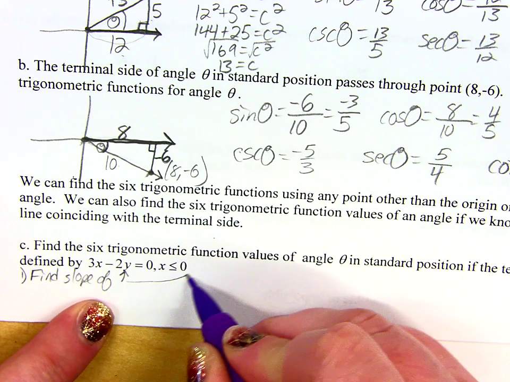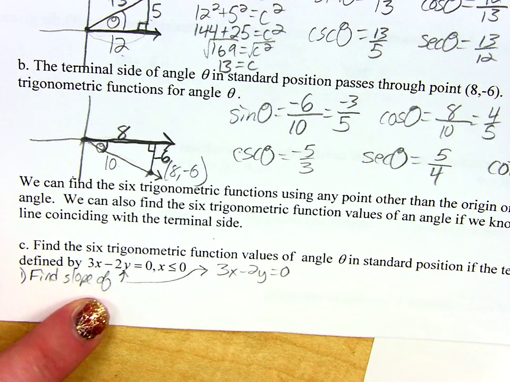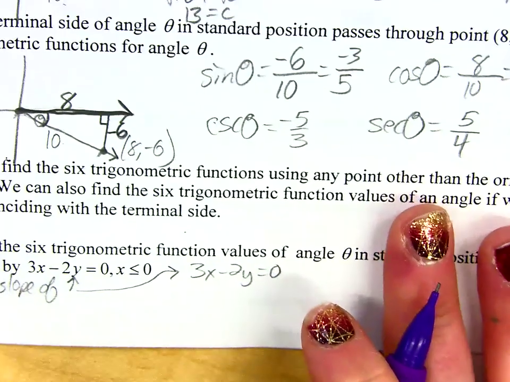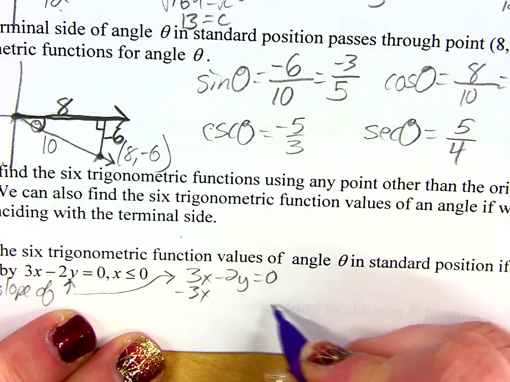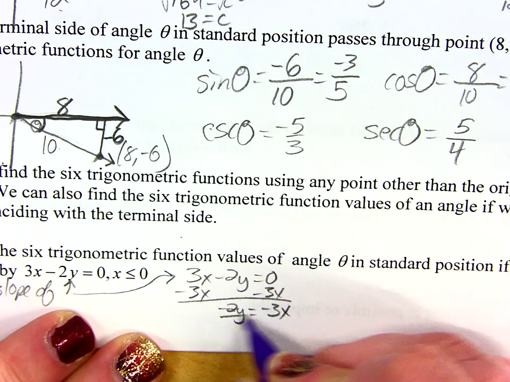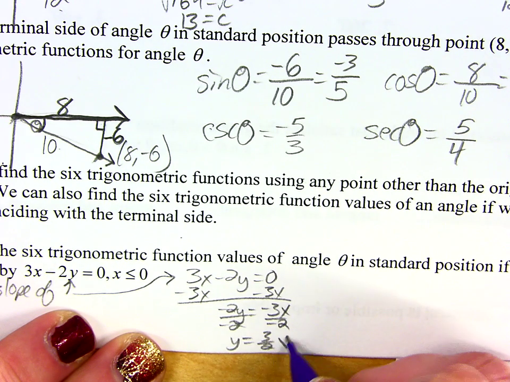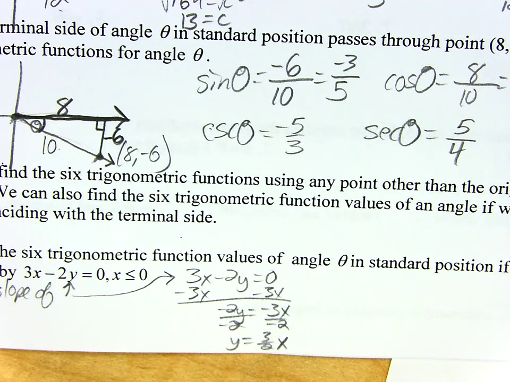So why don't we try 3x minus 2y equals 0. If I want to find the slope, let's get it in y equals mx plus b form. I get that the slope is 3/2. Did you get that? Does that make sense? Are we okay so far? Have I done anything too crazy?